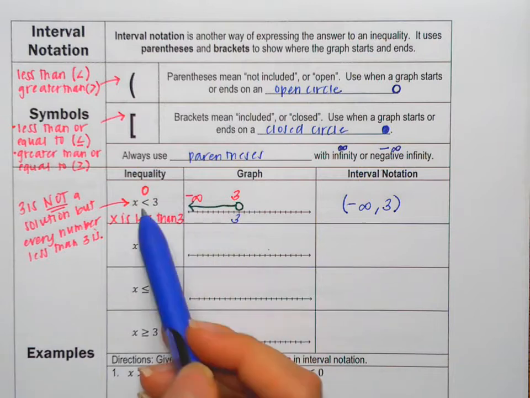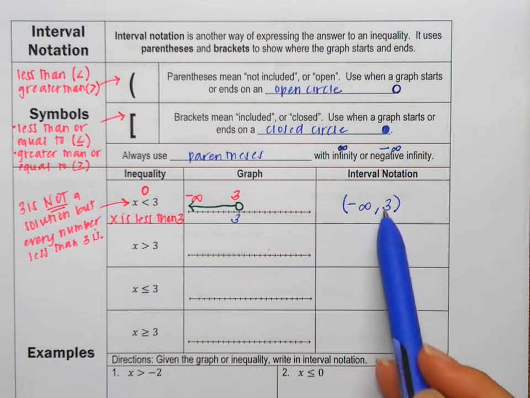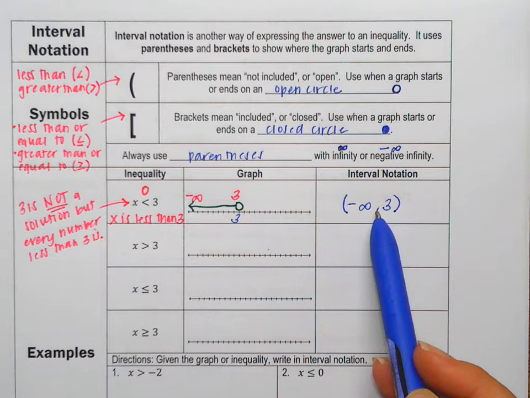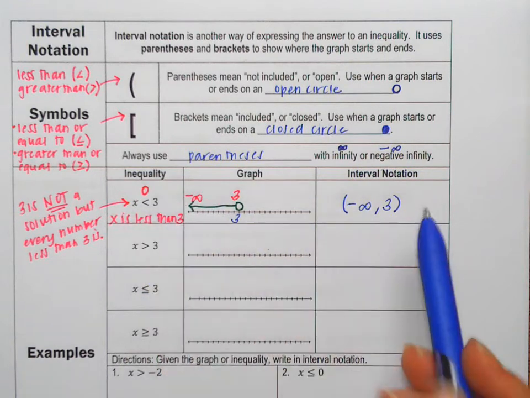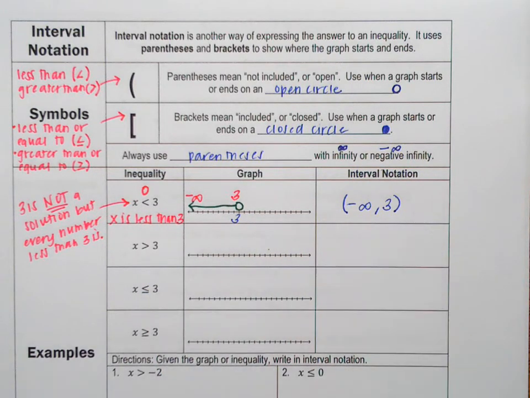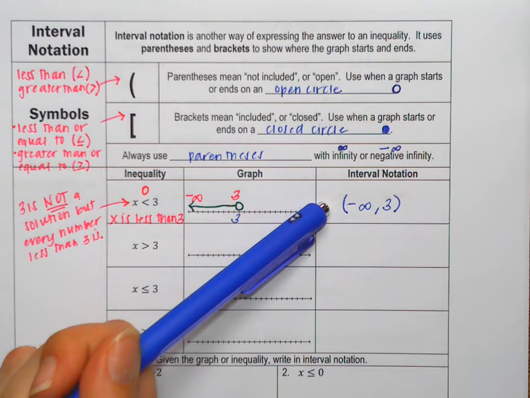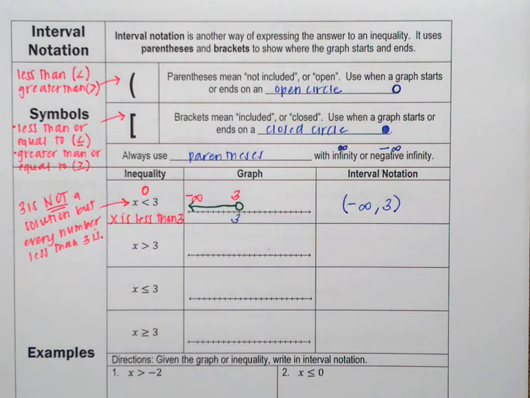So these two things, x is less than 3, and the way that we wrote it in interval notation, are saying the same exact thing. It's just different ways of writing it. I do want you going forward to write it in interval notation.